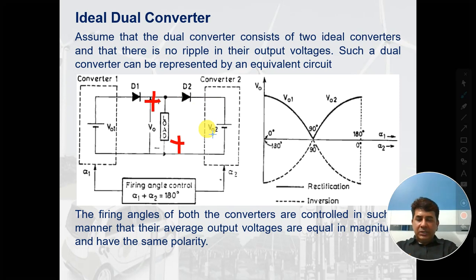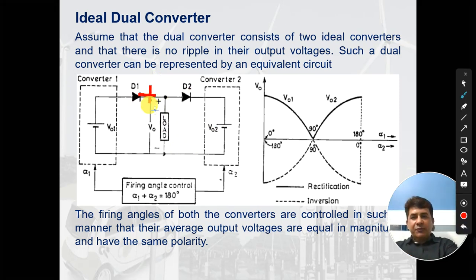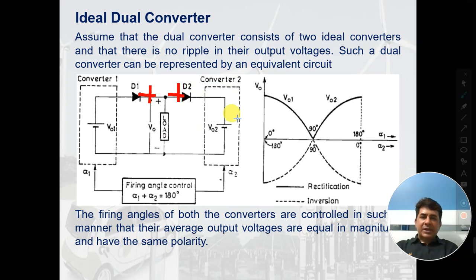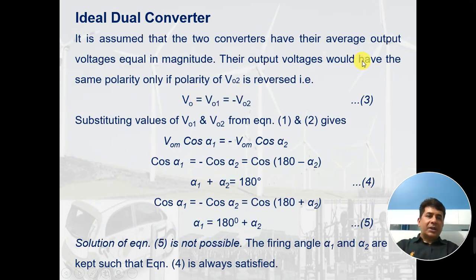Now, if both the converters are fired from 0 to 90 degree, this will be positive, and from here this will be positive. But what we want is the voltage to be positive for both. So if this is positive and we also want this as positive, that means we need to keep its alpha as more than 90 degree. This is what we are doing here. So we are reversing the voltage of V02. So if the voltage of V02 is reversed, that means V0 is equal to V01, that is equal to minus V02.